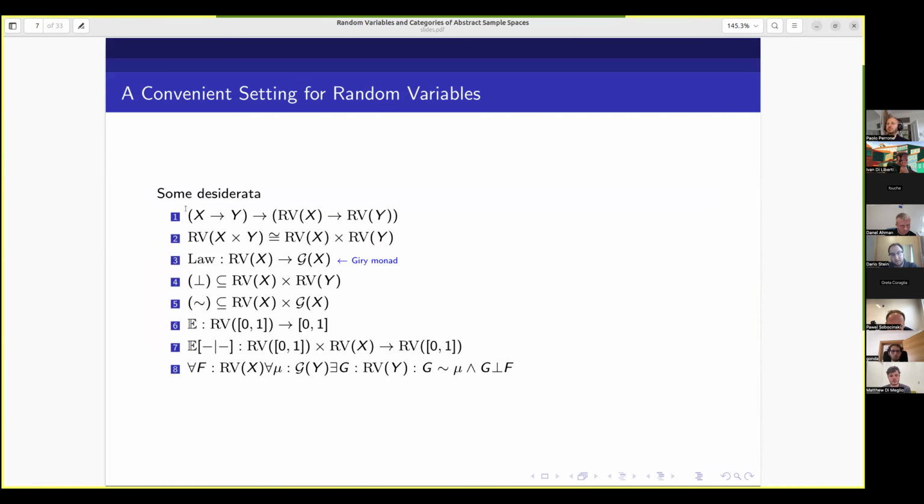We would like to show that whenever we have a measurable transformation from X to Y, then we can transform a random variable into X into a random variable into Y. So we can post-compose random variables with functions. We would like to show that a random variable of pairs is the same as a pair of random variables, so random variables are Cartesian valued. We want an operation law, which takes a random variable of type X to a probability distribution of type X. If you know the Giry monad, this is exactly what's going on here.